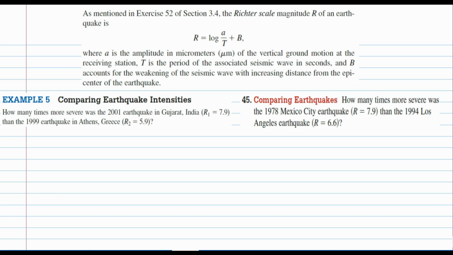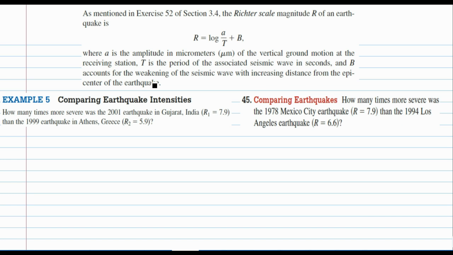Now, as we mentioned in exercise 52 of section 3.4, the Richter scale magnitude R of an earthquake is this, where A is the amplitude in micrometers of the vertical ground motion at the receiving station. T is the period of the associated seismic wave in seconds. So amplitude is kind of like the height of the wave, how tall and how low it gets. The period of the wave is how often the wave repeats itself. And then B accounts for the weakening of the seismic wave with increasing distance from the epicenter of the earthquake.